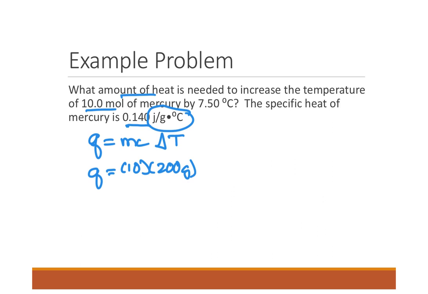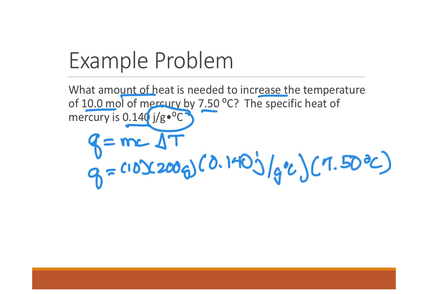Our specific heat is given as 0.140 joules per gram degree Celsius. And then we are changing the temperature. We are increasing the temperature by 7.50 degrees Celsius. So heat is going into something, so that's going to be a positive 7.50 degrees Celsius. So you see here, we'll be able to cancel out the grams. We'll be canceling out our degrees Celsius. We're going to end up with joules in our answer.